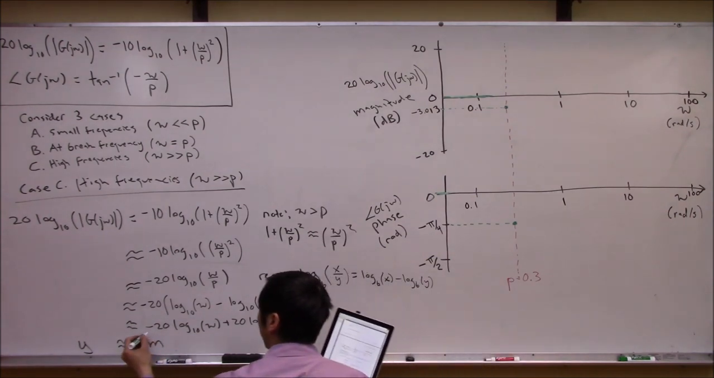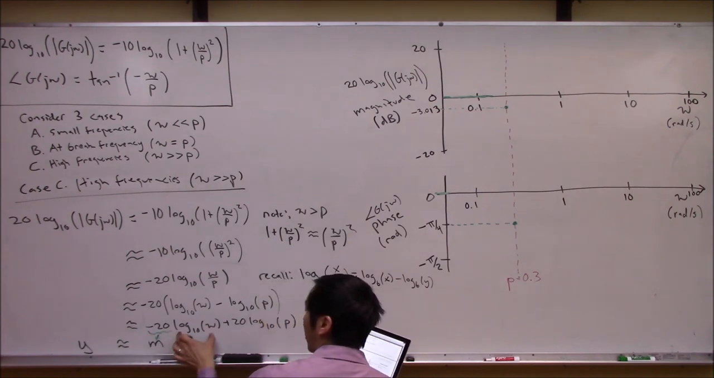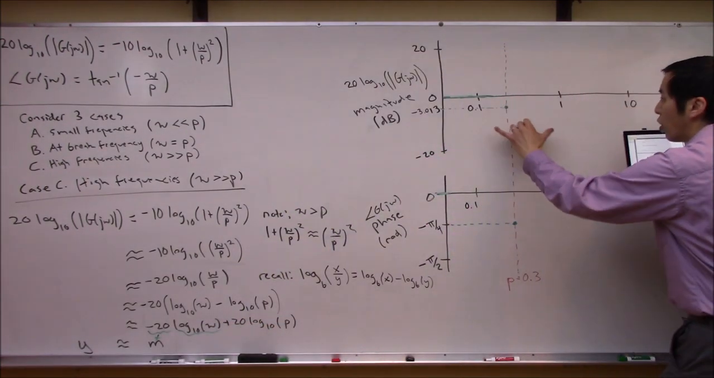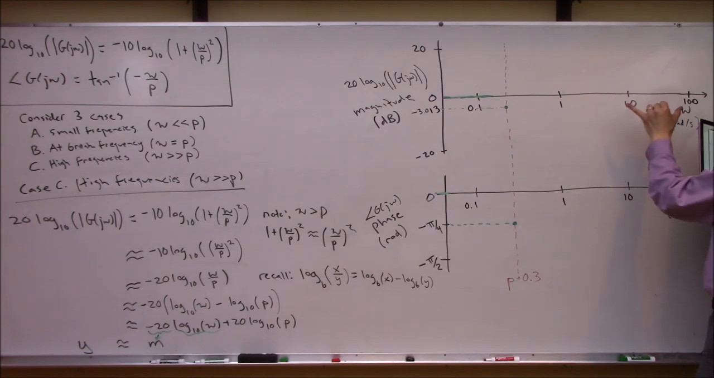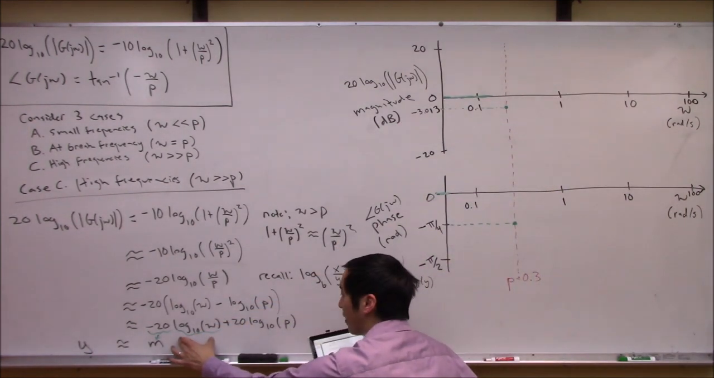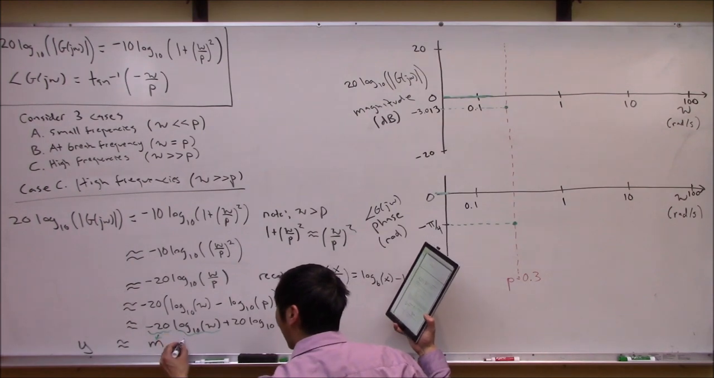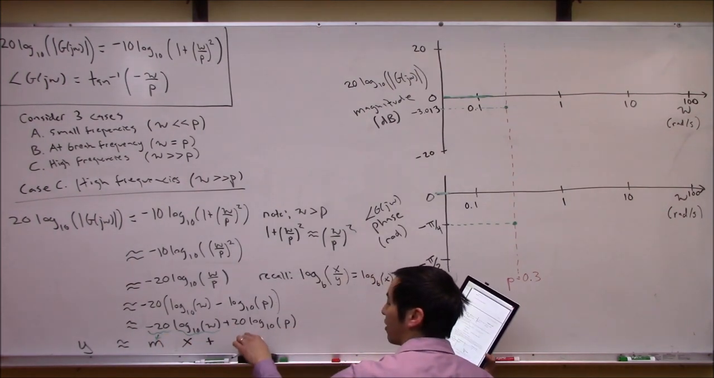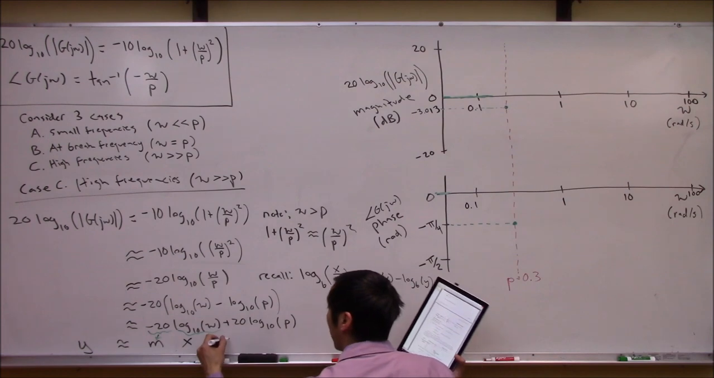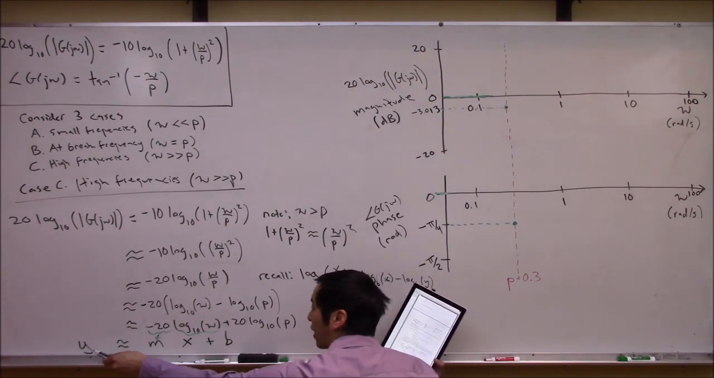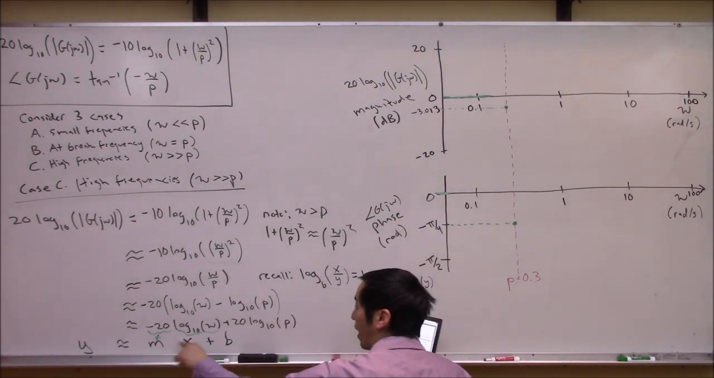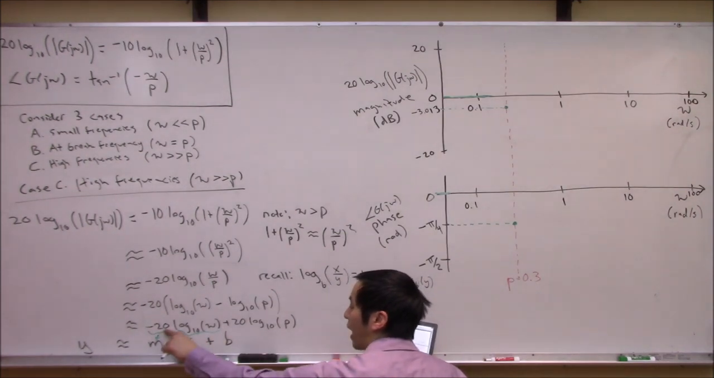Let me do it in green here. What is this term right here? Log base 10 of omega. If you come over to our Bode plot, remember, we're plotting omega on a log base 10 scale. It's a semi-log scale. So this thing in green is basically the x value of the plot. Plus this thing right here is a constant, wouldn't you agree? 20 times log base 10 of p, where p is a known value. In this case, it's 0.3. So if you look at this long enough, this sure looks like y is equal to mx plus b. It's telling us that the magnitude plot is basically a straight line with a slope of minus 20.